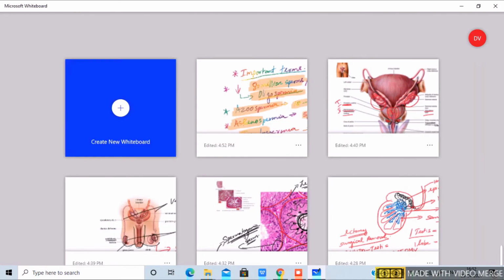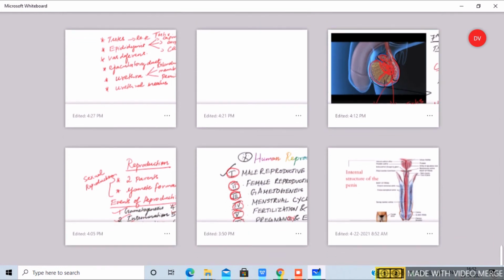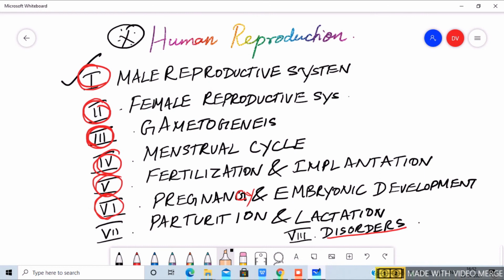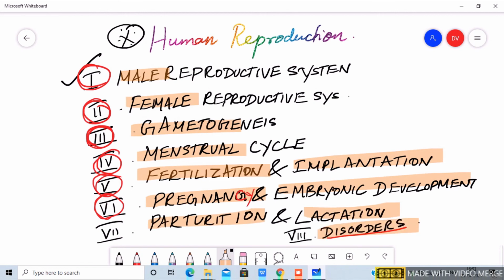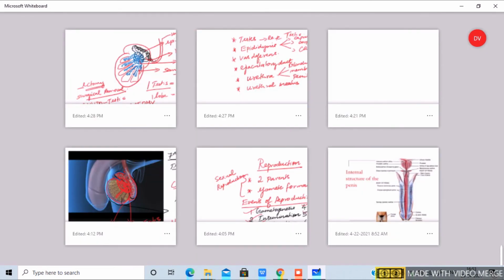Alright guys, so let me quickly take you through all of the slides so that you can know about all of the important terminologies. We started with the structure of the chapter: the male reproductive system, female reproductive system, gametogenesis, menstrual cycle, fertilization and implantation, pregnancy and embryonic development, parturition, lactation, along with all of the disorders in the reproductive system. So this is the entire chapter, and today we saw the male reproductive system.